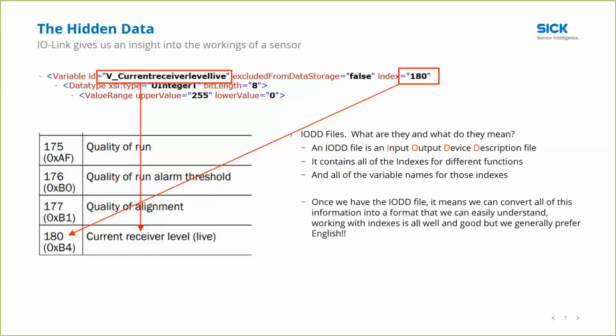Once we've got an IODD file, what it does mean is that we can convert all of this, what could be perceived as complex information, into a format that we can easily understand. So something that's written in English or whichever language you speak, and also some graphics that can go with it that are associated with the device itself.